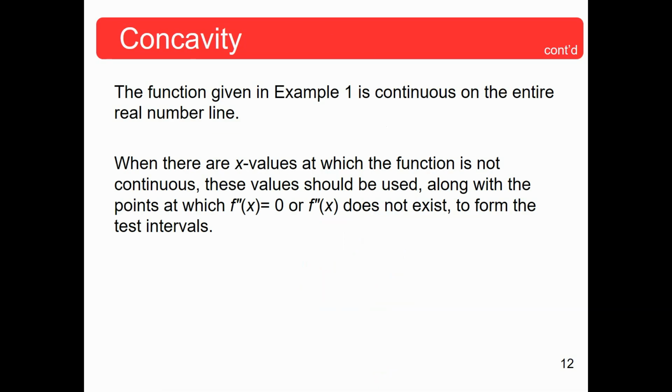So the function is continuous on the entire real number line. So when there are x values at which the function isn't continuous, the value should be used along with all the points that gave us f double prime equals 0 or f double prime doesn't exist to form those test intervals. We will need to go back and use the undefined points as critical points. Okay, this is a difference between first derivative and the second derivative.